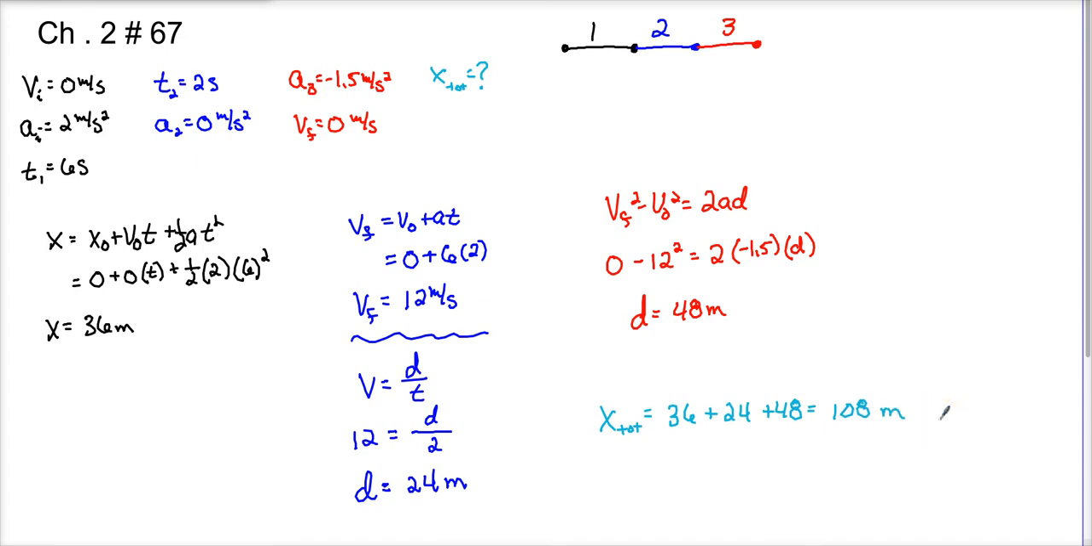This is a pretty good problem because it forces you to use really all the kinematic equations, and you can see where they're applicable and where you need to use them. So there you go. That's chapter 2, number 67.